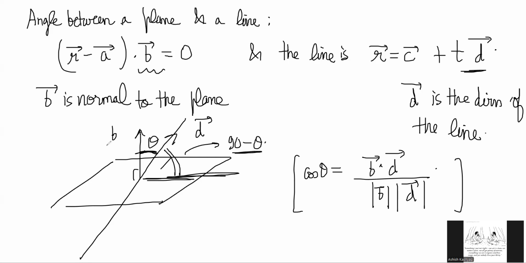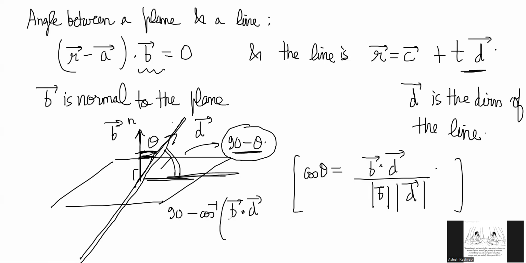Notice this figure. This is the normal vector. This is the line which is parallel to d vector. So the angle that you get by cos theta is equal to b dot d by mod b mod d is the angle between the normal and the line. So the angle between the plane and the line is 90 minus theta. So it is 90 minus cos inverse of b dot d by mod b mod d.